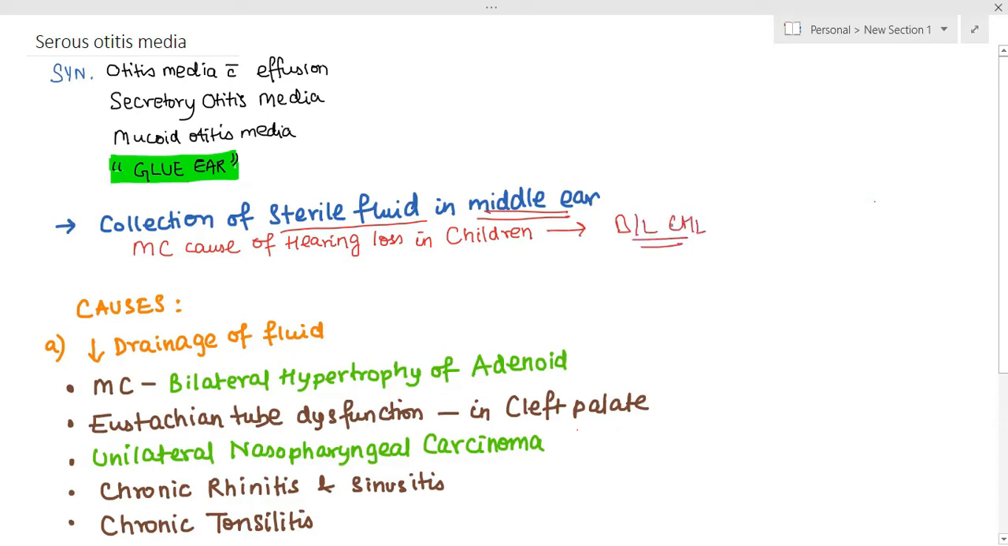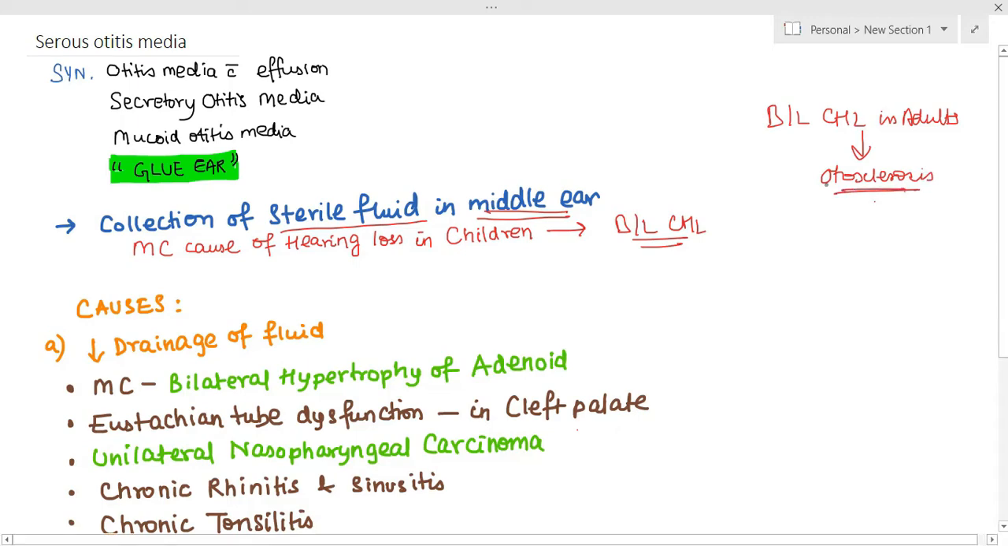So whenever a young patient, an infant or a child, presents to you with bilateral hearing loss, you have to suspect serous otitis media. But when an older patient presents to you with bilateral hearing loss, then you have to suspect otosclerosis. Bilateral conductive hearing loss in adults, you have to suspect otosclerosis. We'll talk about that later. Just remember that.